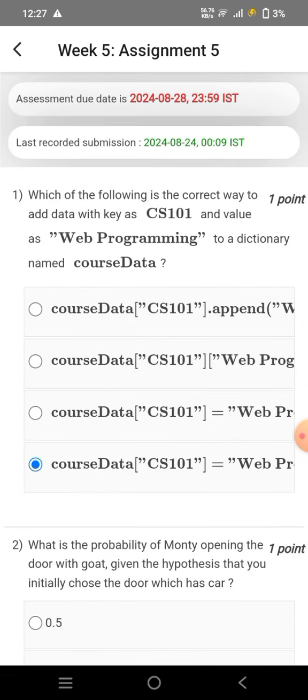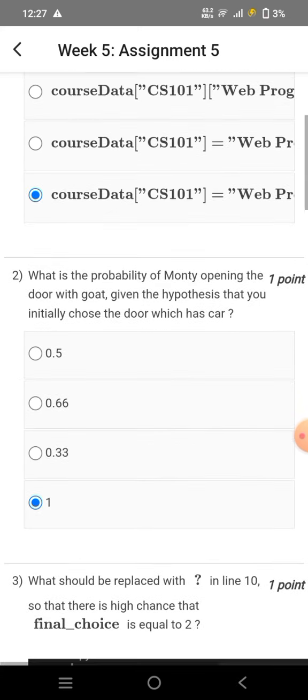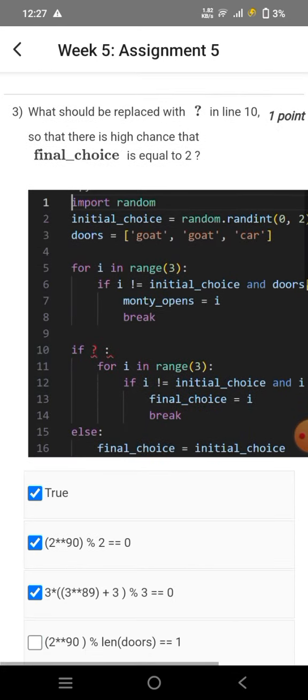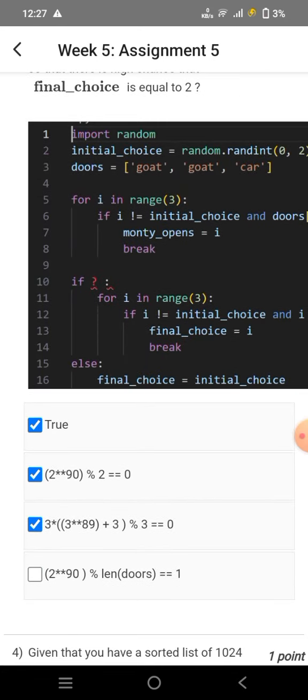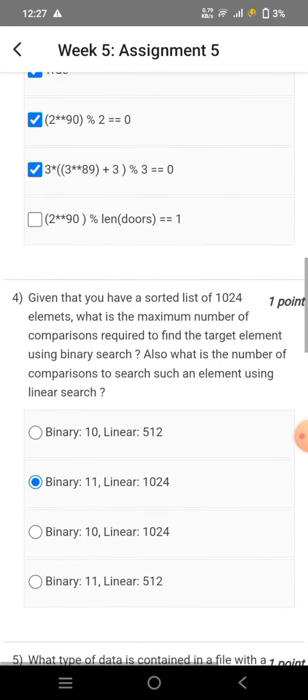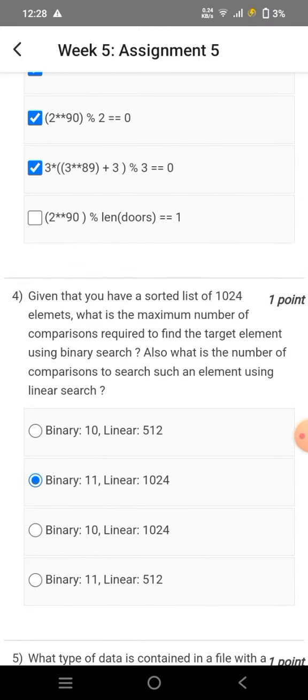For our first question, the correct answer will be option D. Question 2, the correct answer will be again option D, that is 1. Question 3, the correct answer will be option A, option B and option C. Question 4, the correct answer will be option B.